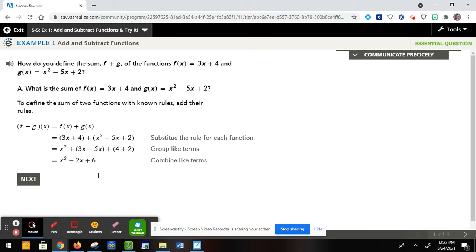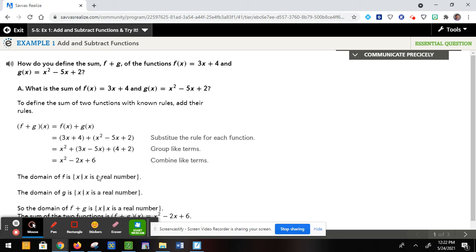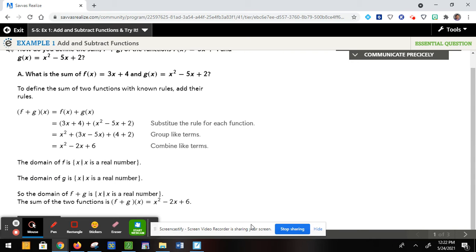And then you need to group the like terms, combine the like terms, I should say. And you end up with a new function, x squared minus 2x plus 6. The domain of both the f and the g are all real numbers, so that means the domain of f plus g is also all real numbers.